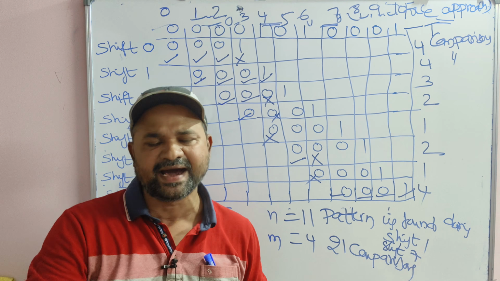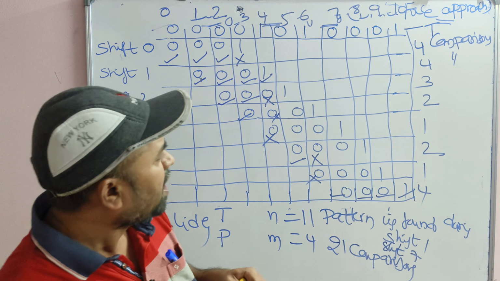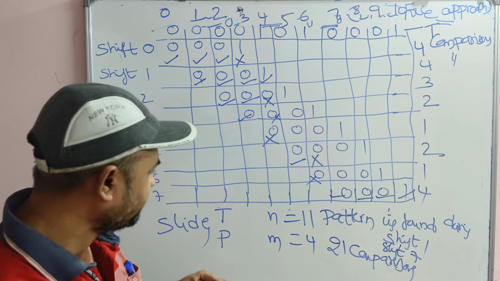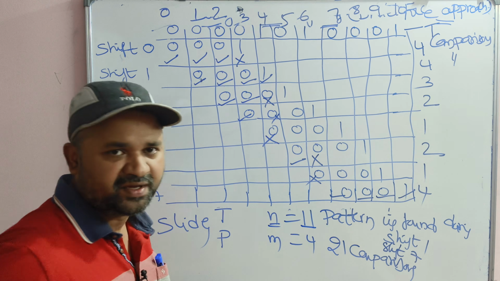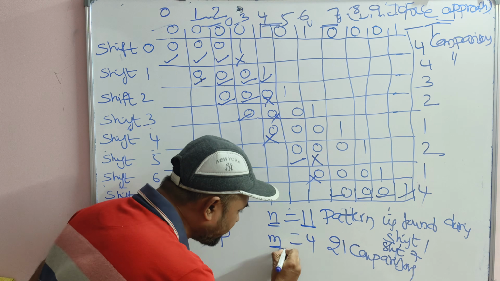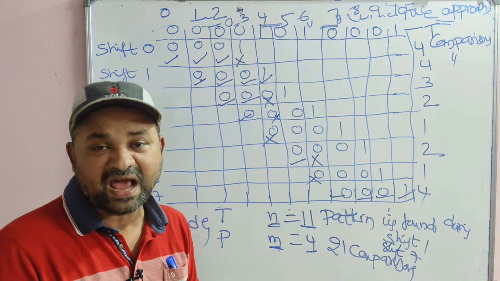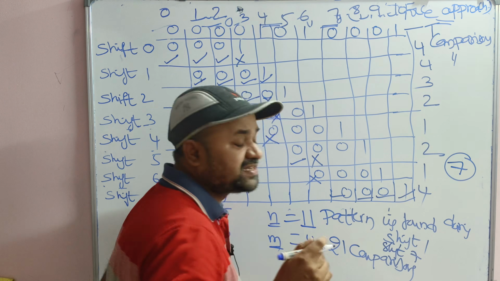Now let's see the algorithm as well as time complexity. Before that, how many shiftings are required here? What is the length of the text? N is equal to 11. Whereas what is the length of the pattern? M is equal to 4. So 11 minus 4 means 7. So totally 7 shiftings are required.